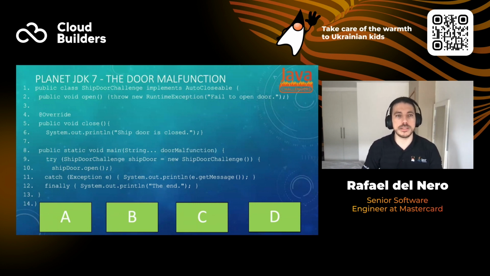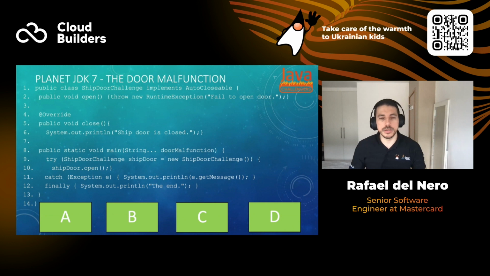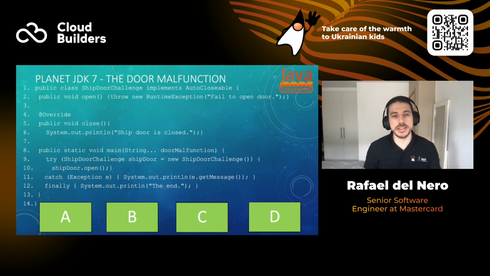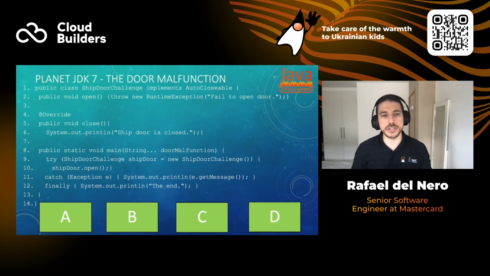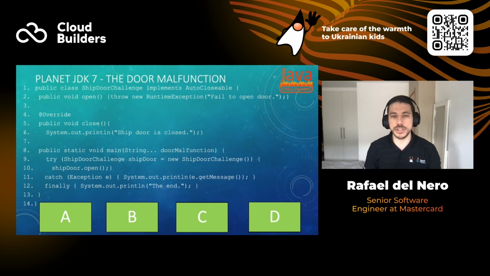Okay, so this is the JDK 7, the door malfunction. On this challenge, we are basically using the try with resources feature from Java 7. This is an important feature because it reduces a lot of the boilerplate code. So for example, if you're using the try with resources concept, you don't need to close the resource.